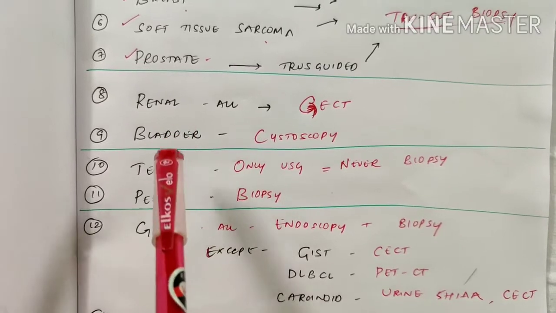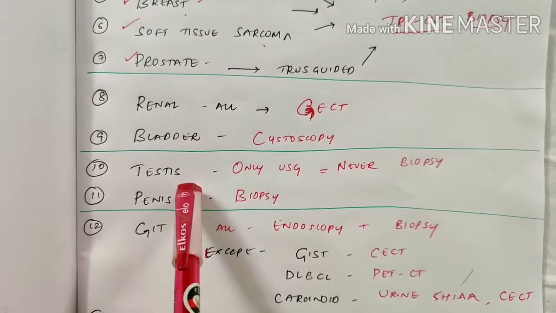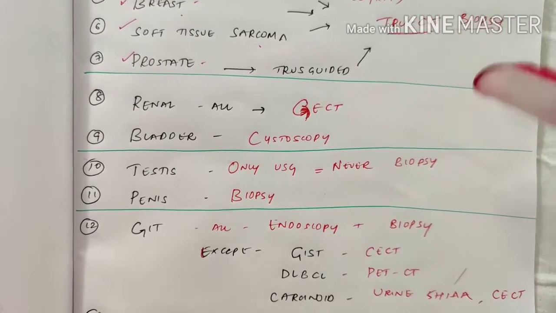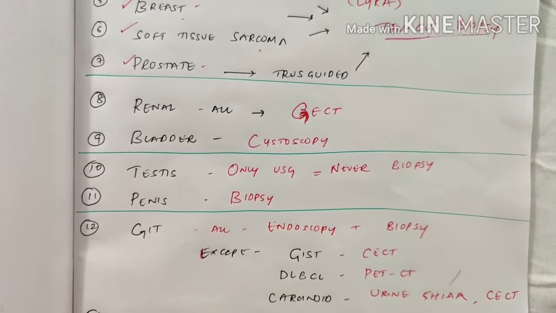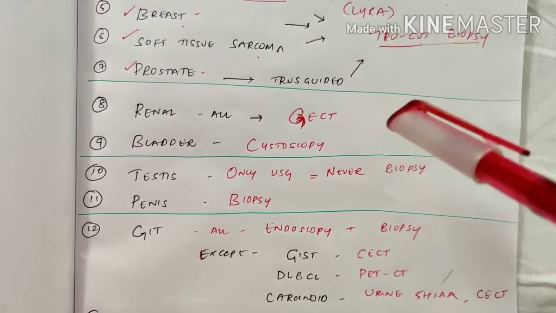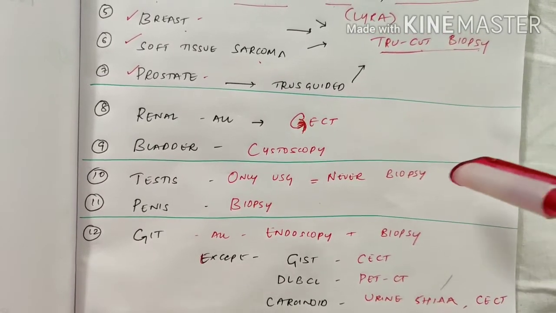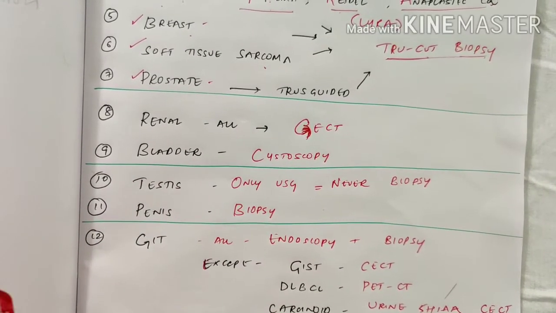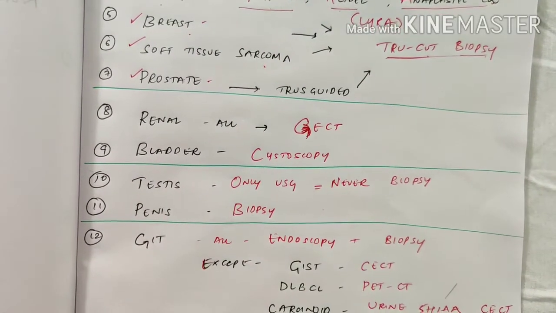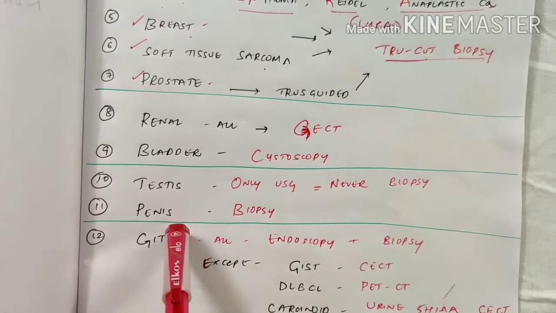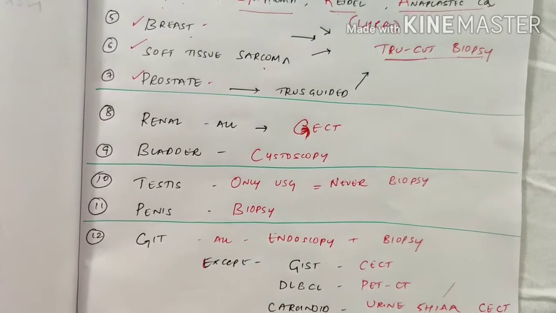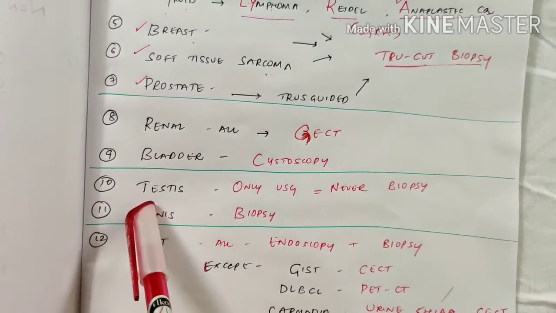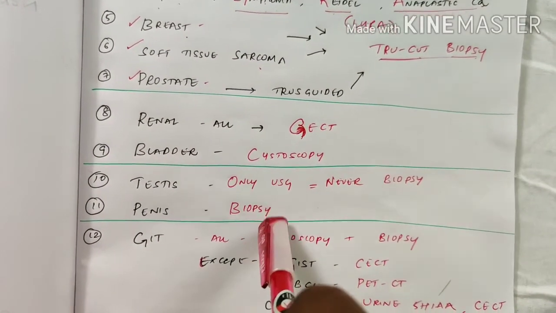Next, here comes testis and penis. Testis, never do biopsy, because if you do biopsy, you will upstage the cancer to the next level. You will lodge the cells somewhere else. You will metastasize the cancer while doing a biopsy. So never biopsy in testis carcinomas, only ultrasound. And in penis carcinoma, you go for biopsy. Got it? Testis, never biopsy, it's an ultrasound. Penis, always biopsy.